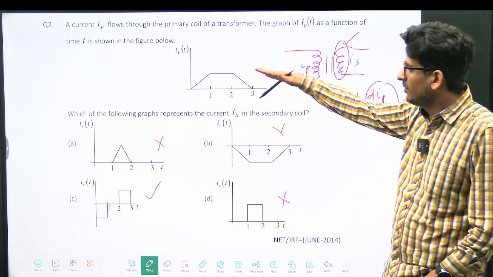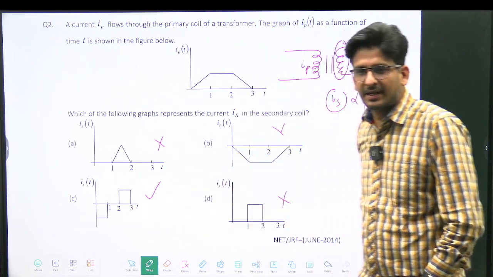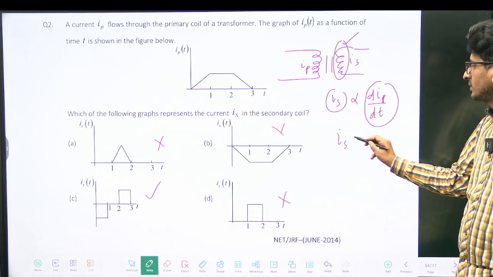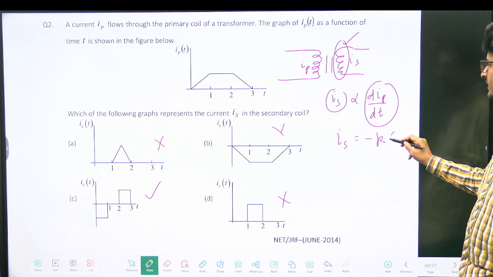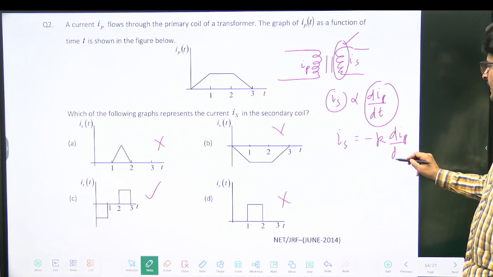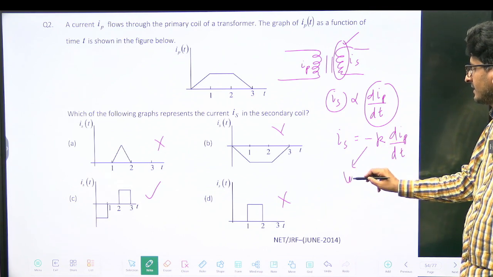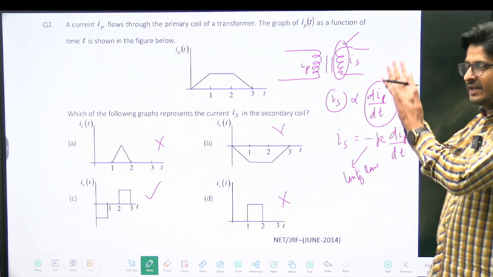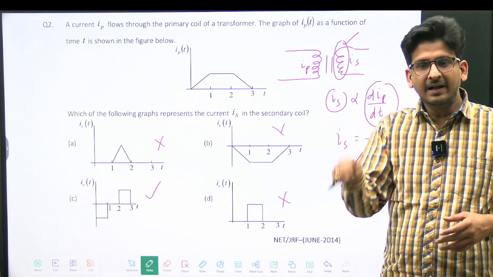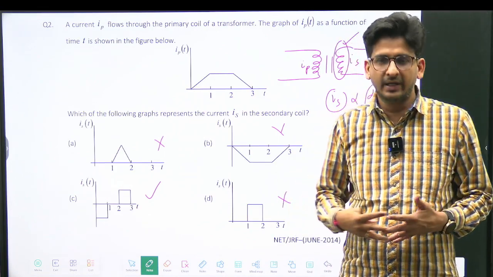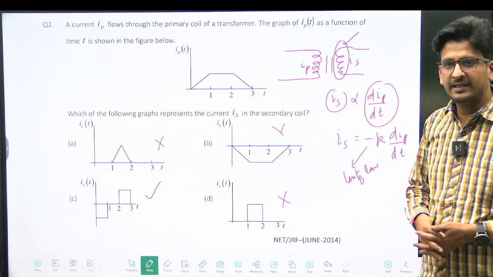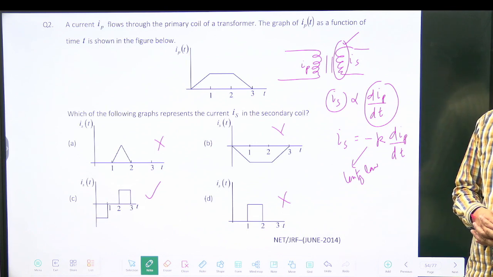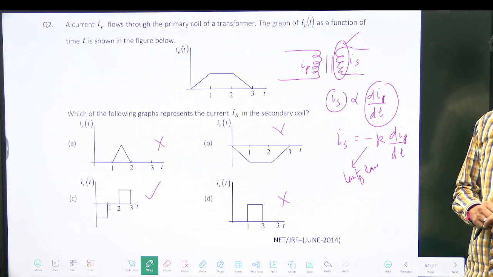And why is this negative coming? Because obviously this will be equal to some minus sign k constant dIP by dt, and this minus sign is because of Lenz law. If flux is increasing, then current will flow in such a direction so as to decrease the flux, and if flux is decreasing, the current will flow in such a direction so as to increase the flux. So that direction should always be opposite.